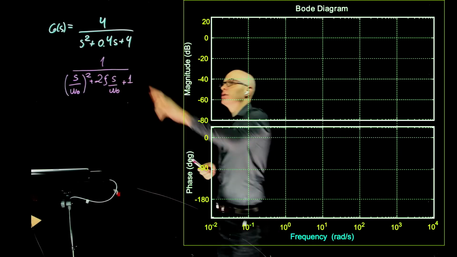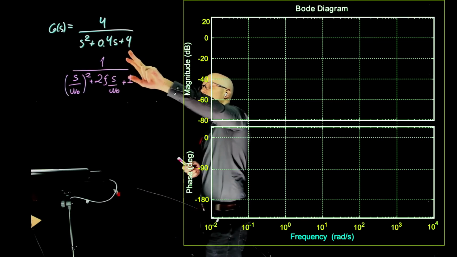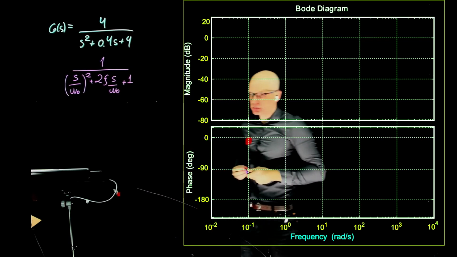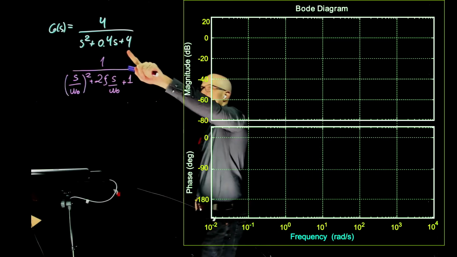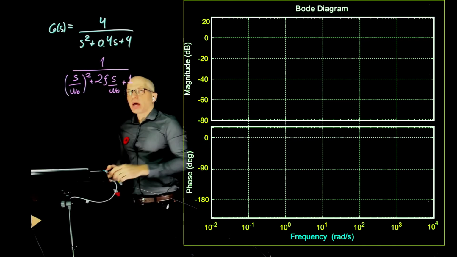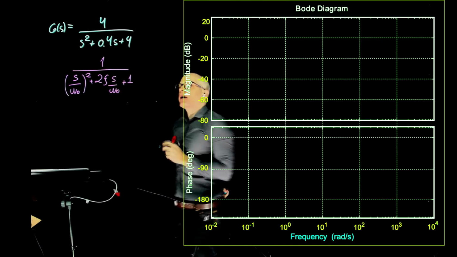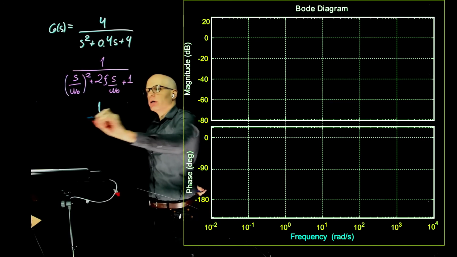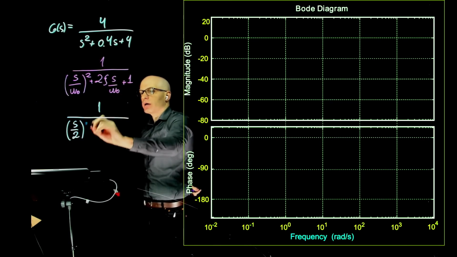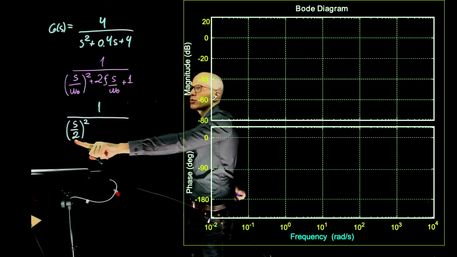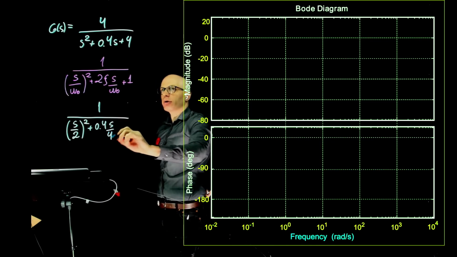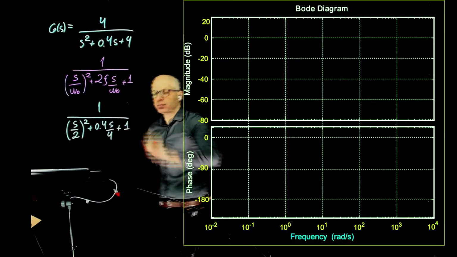How can you do that? Well, we can divide everything, the top and the bottom of the equation here, by omega 0 squared, which is 4. So omega 0 will be 2. And when you divide everything by 4, 4 divided by 4 is 1. We have s divided by 2 squared, so 4 here as well, plus 0.2 s plus 1.